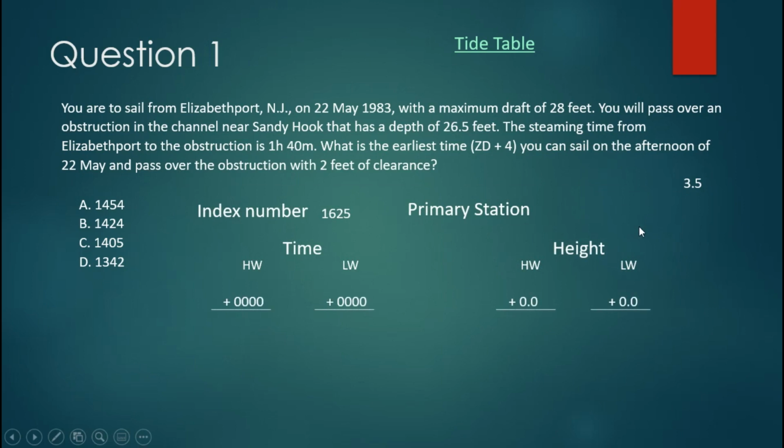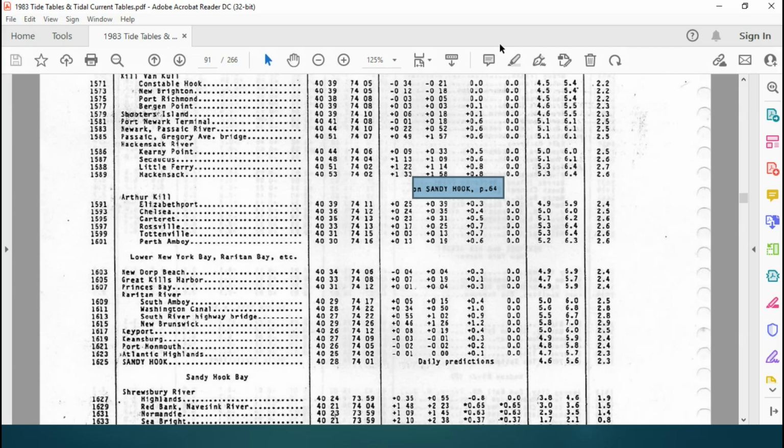No secondary corrections. And the primary station is Sandy Hook, page 64. Okay, so let's go take a look at our primary station, Sandy Hook, that starts on page 64 in the table. If you're using the PDF, that 22 March date is on page 52 of the PDF.